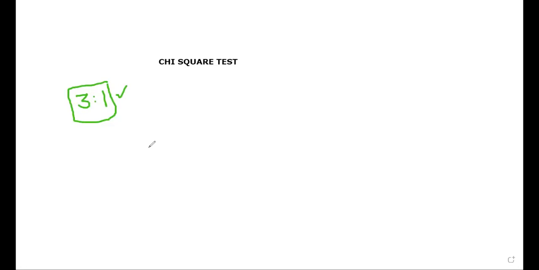Then comes the law of independent assortment. This is actually the dihybrid cross, where at one time we are studying two characters. We observe two traits simultaneously. So what is the ratio for a dihybrid cross? The dihybrid cross is 9, 3, 3, and 1. So this is a 9:3:3:1 ratio.